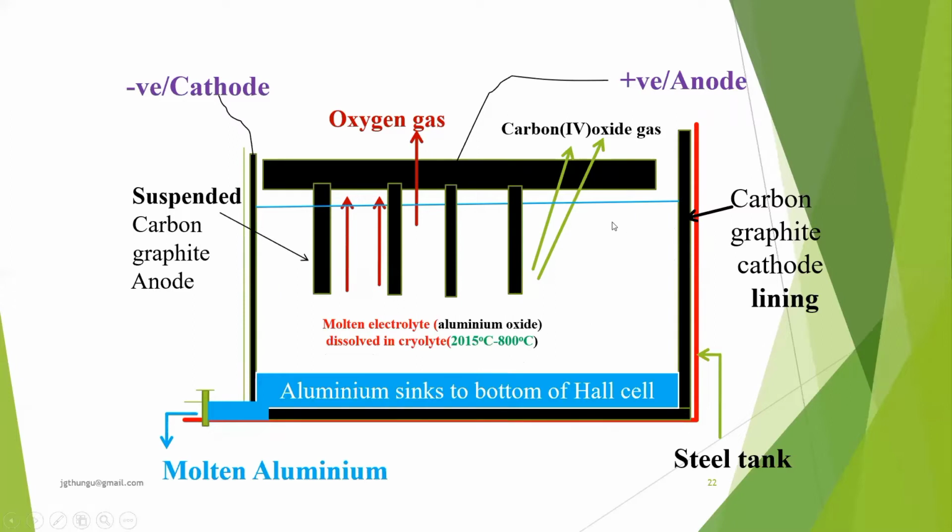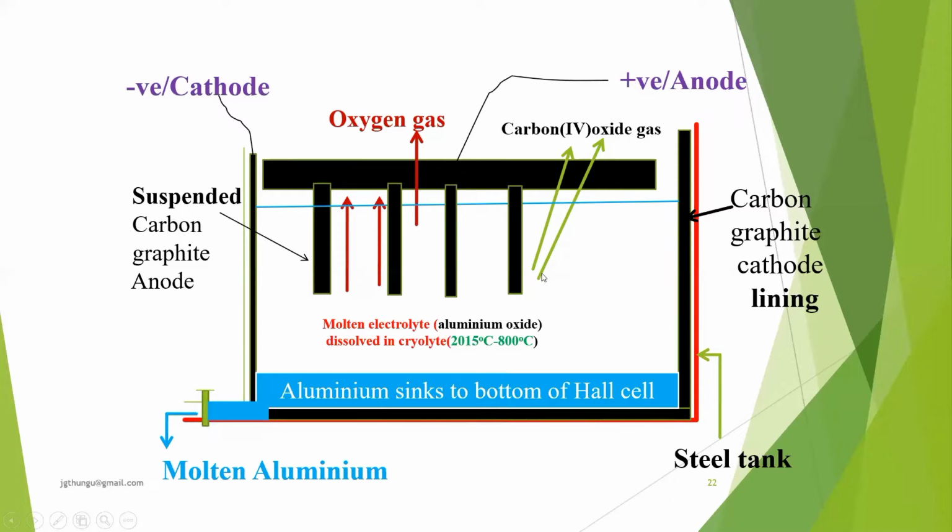Inside there is molten what? Electrolyte. That is aluminium oxide. Then at the bottom, this level blue, there is aluminium, zinc what? To the bottom of the hull cell.